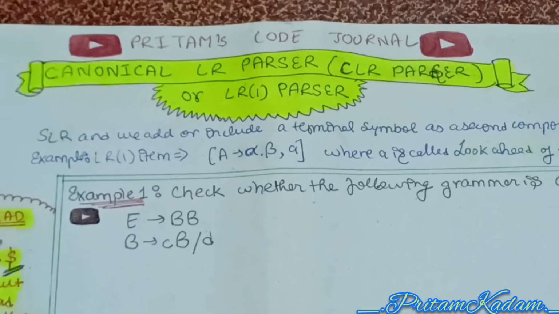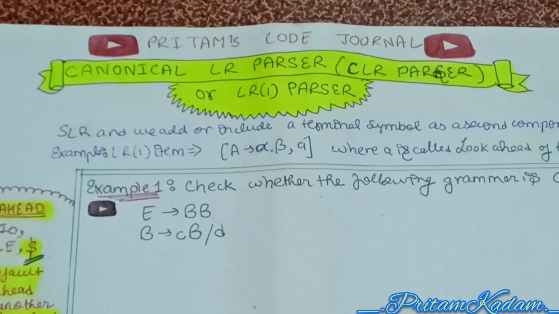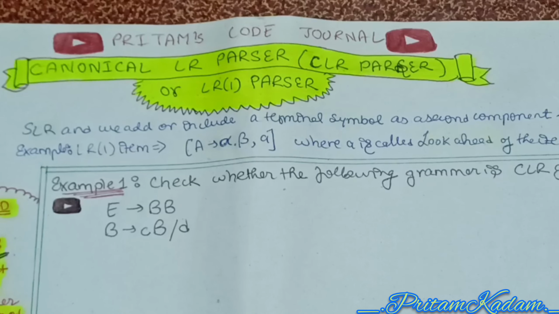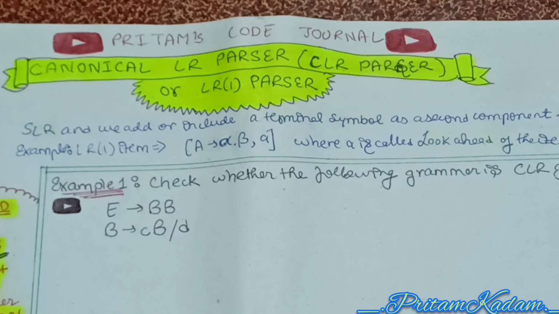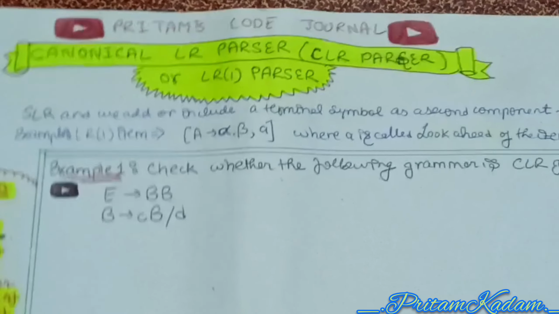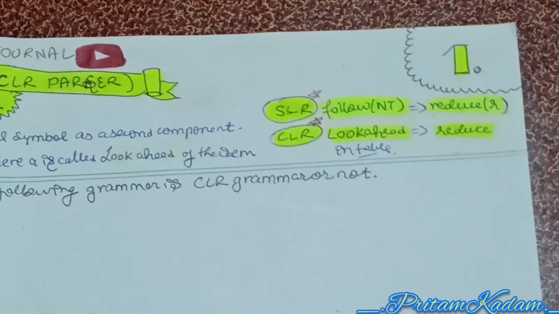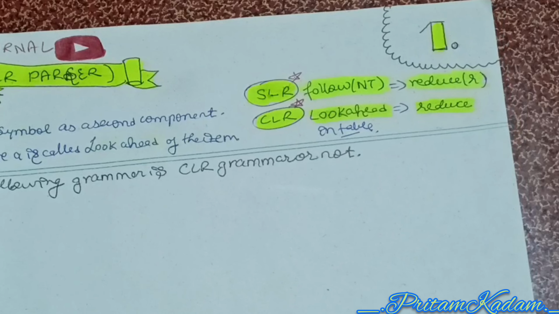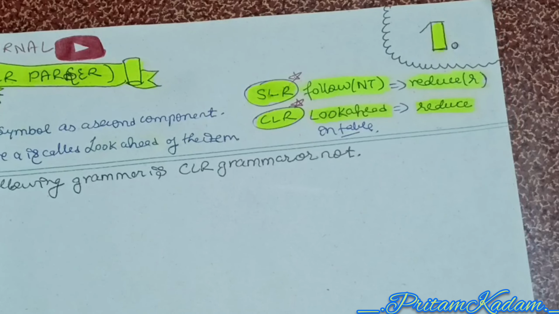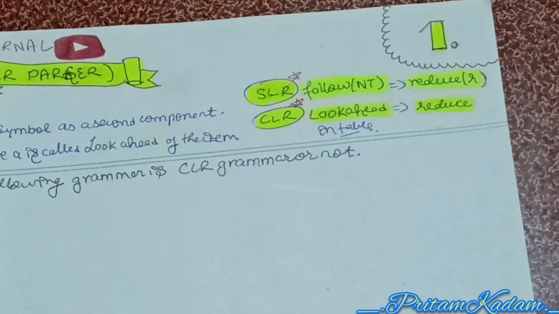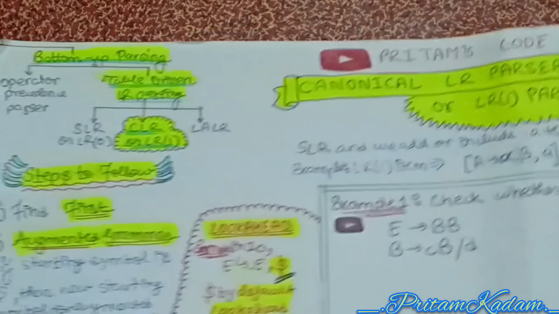In this video we will solve an example of the canonical LR parser, which is known as the CLR parser, or we can say the LR(1) parser. We will have the same steps as the SLR parser. The only difference is that we will write the lookahead, because we have to fill the reduce entries in the parsing table. To fill the reduce part we saw the follow set in the SLR parser, and we will use the lookahead for the CLR. So let us proceed to the steps.